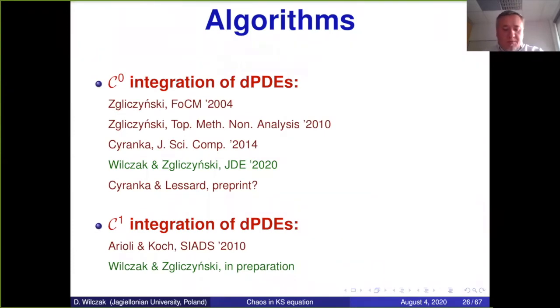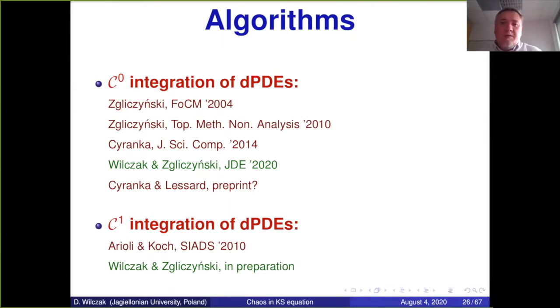Good. I'm going to switch to the most technical part. Sorry for that. To the best of my knowledge, there are several algorithms for integration of dissipative PDEs, and C0 algorithms are, I'm not sure if this list is complete, perhaps not. But there are some algorithms. I'm going to present now our approach from this paper in 2020. And to the best of my knowledge, there are only two algorithms, one published. First is by Arioli and Koch from 2010. And now we would like to present a slightly different approach to integration of variational equations.